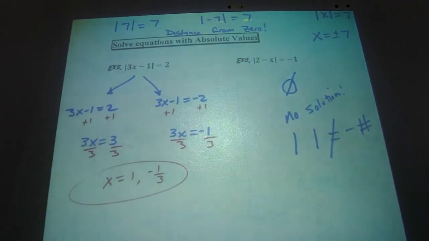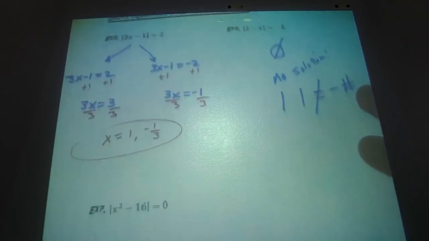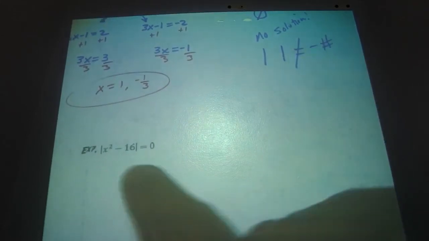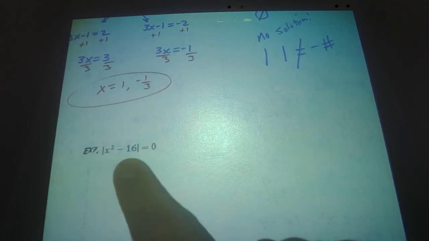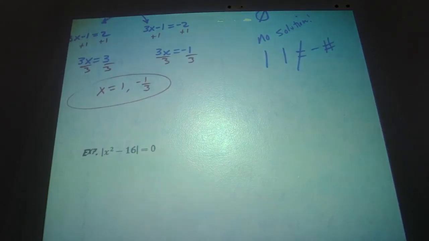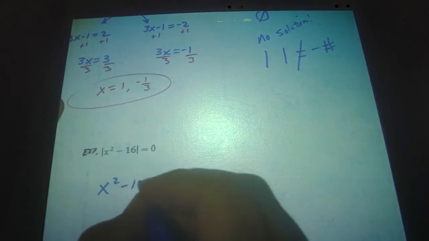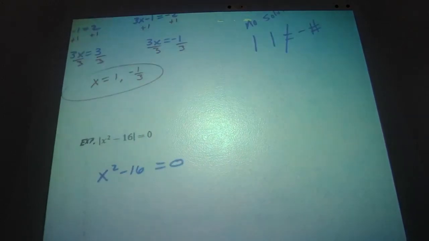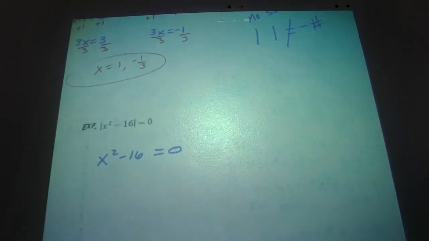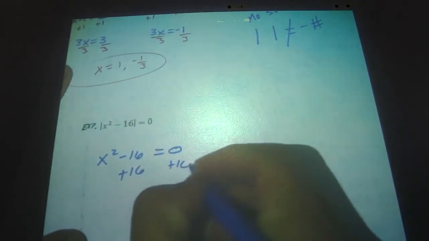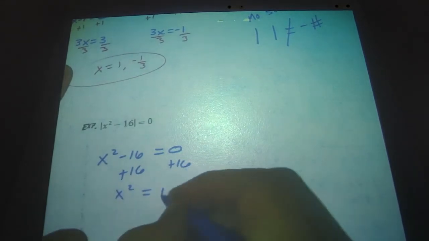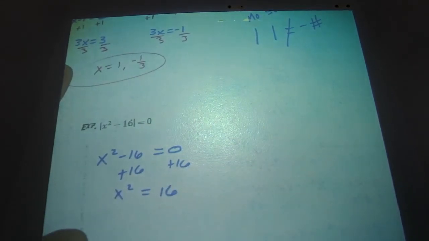All right, we got one more. This one, I've got the absolute value of x squared minus 16 equals 0. Okay. Well, plus or minus 0 is just 0. So this one, I only have to set up one equation. So only have to do one equation. Let's do the square root method. Let's add the 16 over. You could also factor this, either way. I get x squared equals 16, and we square root it.